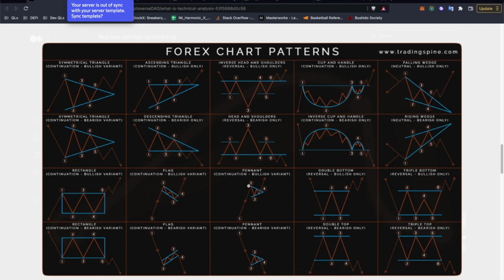This is what's called a pennant. So instead of a little downtrend or uptrend channel, what you see is kind of like a symmetrical triangle in here that breaks out in the bullish. And then again, same thing, but bearish. Double bottom. Reversal indication, right? Bullish version up here. This one right here is the bearish version.